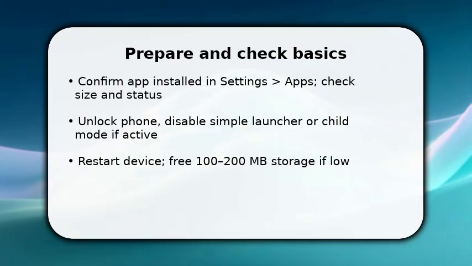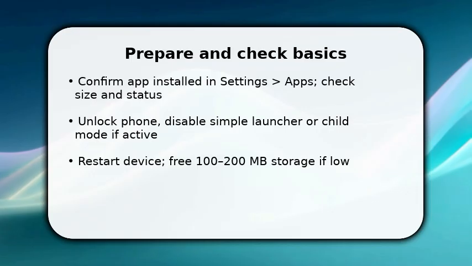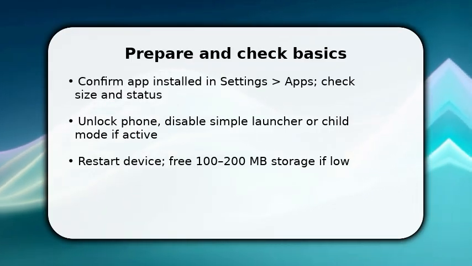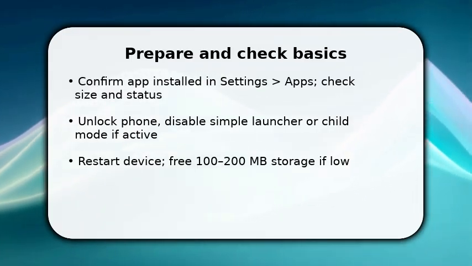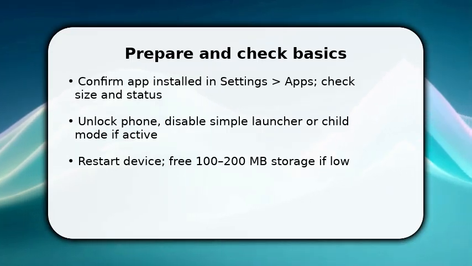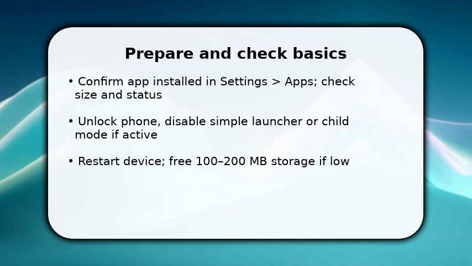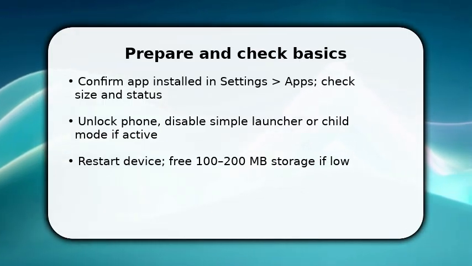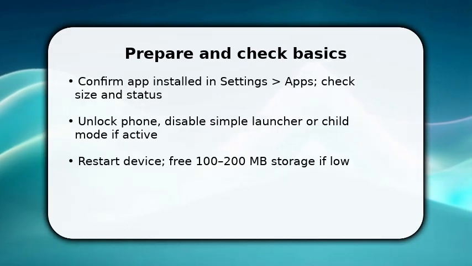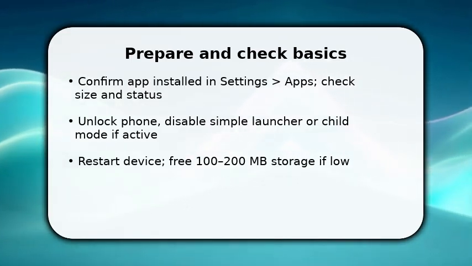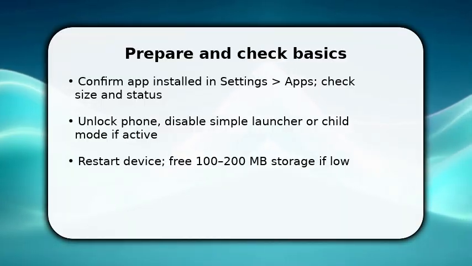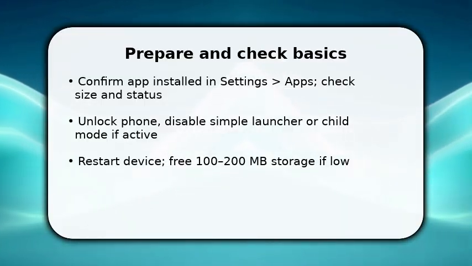Enjoy the video. You start by verifying the essentials so you don't waste time. Open Settings and confirm the missing app is actually installed and not disabled. You need that first. Once done, make sure you aren't in a restricted launcher, guest profile, or child mode that hides icons. Restart the phone to refresh the launcher process and free a little storage if the system reports low space. These quick checks often restore visibility without deeper changes.